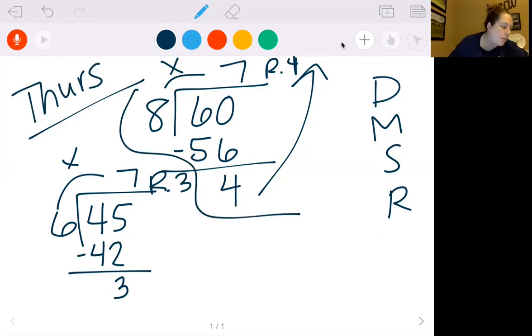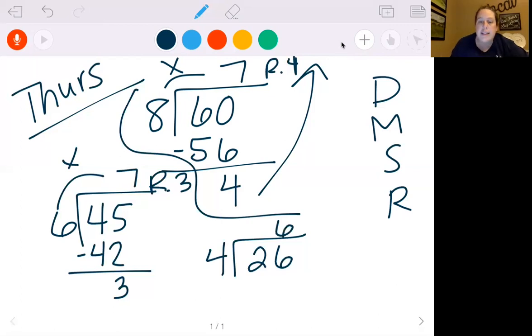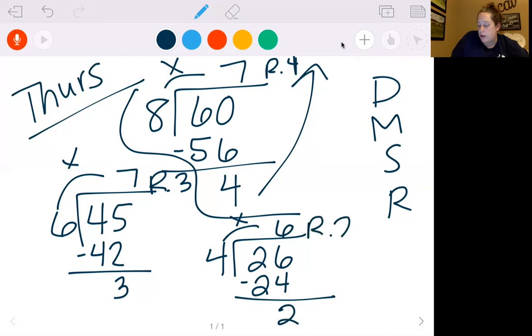Okay, let's do one more. Let's do 26 divided by 4. So 4 times 4 is 16, 4 times 5 is 20, 4 times 6 is 24, 4 times 7 is 28. So the closest I'm going to get is 4 times 6 is 24. So 4 goes into 26 6 times. When I multiply that, I get 24. When I subtract that, I get 2. So my answer is 6, remainder 2.